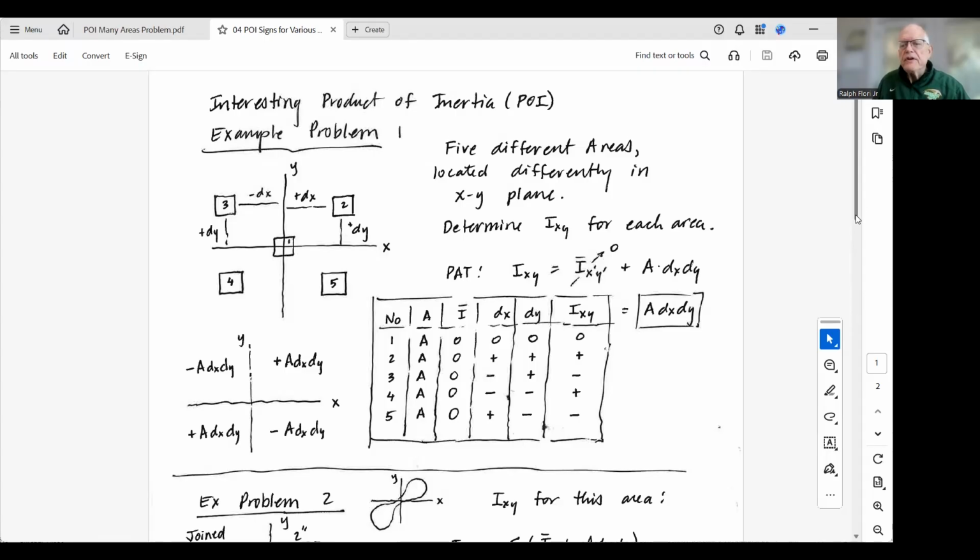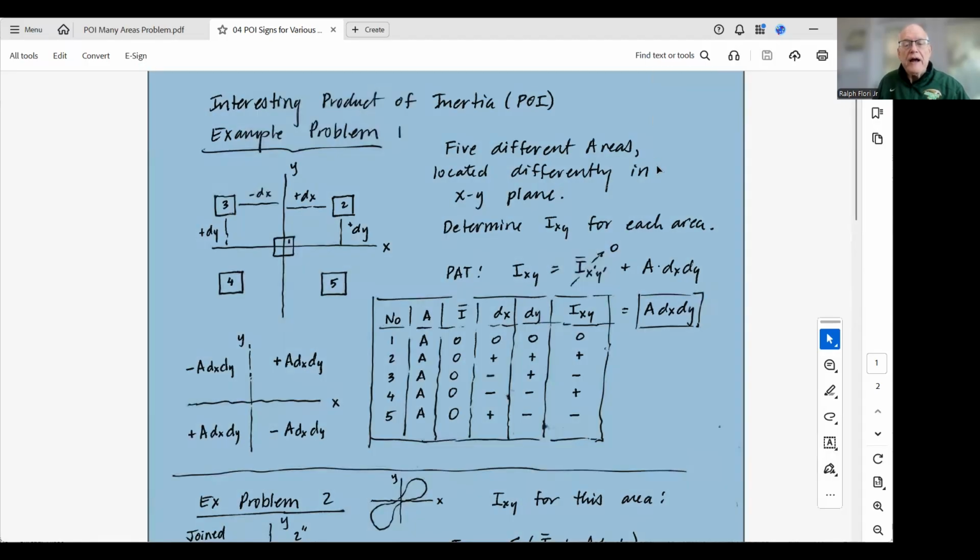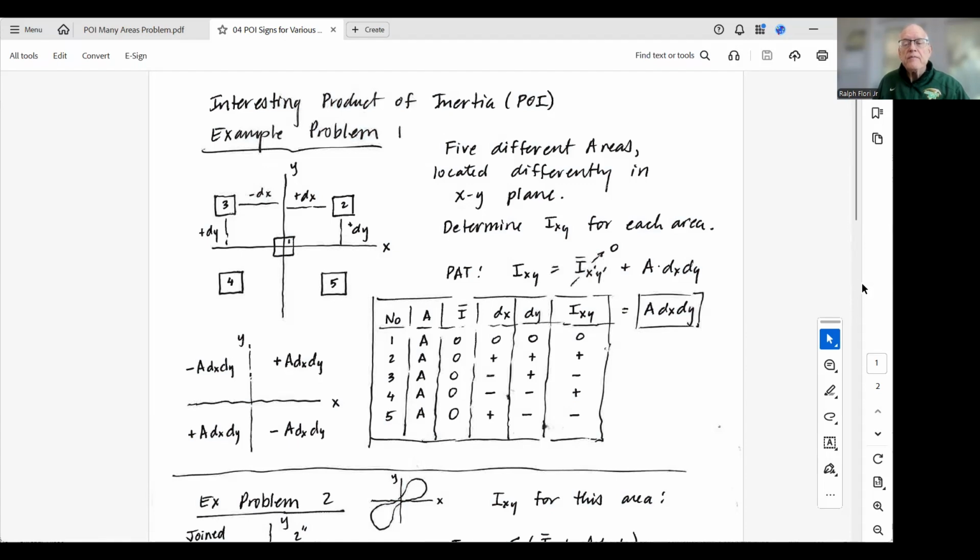So this is a simple example that uses the parallel axis theorem for product of inertia. I've created an XY coordinate system, and there's 5 different little dAs: 1, 2, 3, 4, and 5.